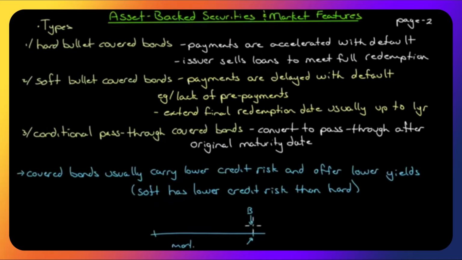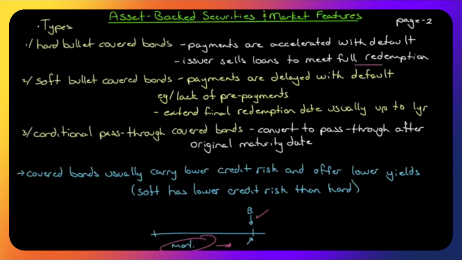Under such a condition, that would be tantamount to a default. The underlying mortgages are sold to pay the bullet payment. So payments are accelerated with default. The issuer sells loans to meet full redemption. Soft bullet covered bonds, payments are delayed with default.